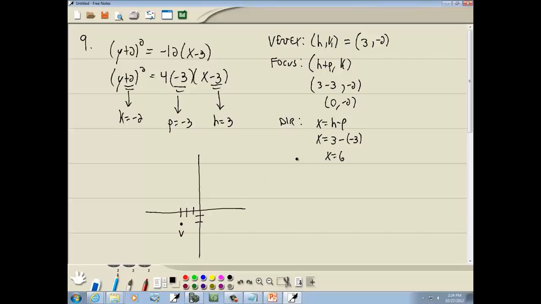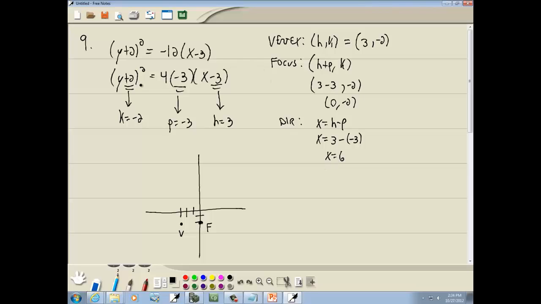That's our vertex. Focus is 0, -2. So 0, -2, right here. And our directrix is x equals 6.